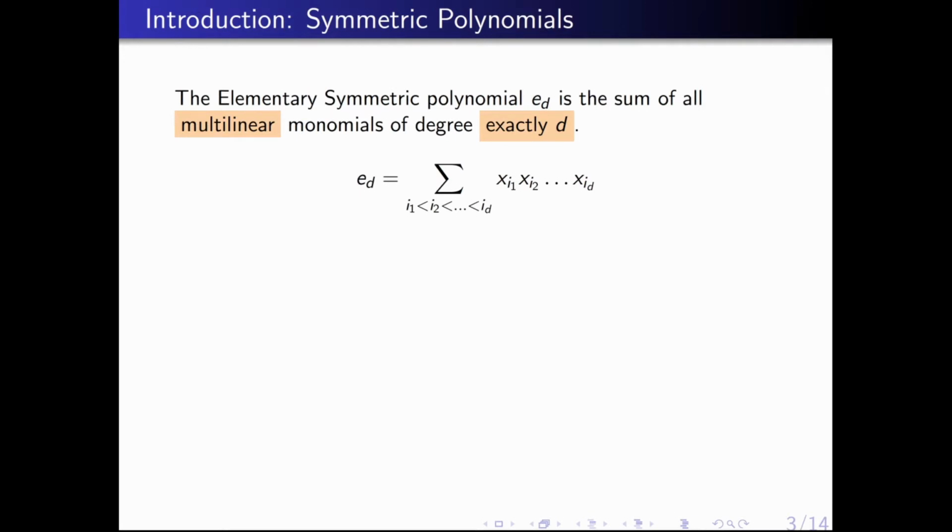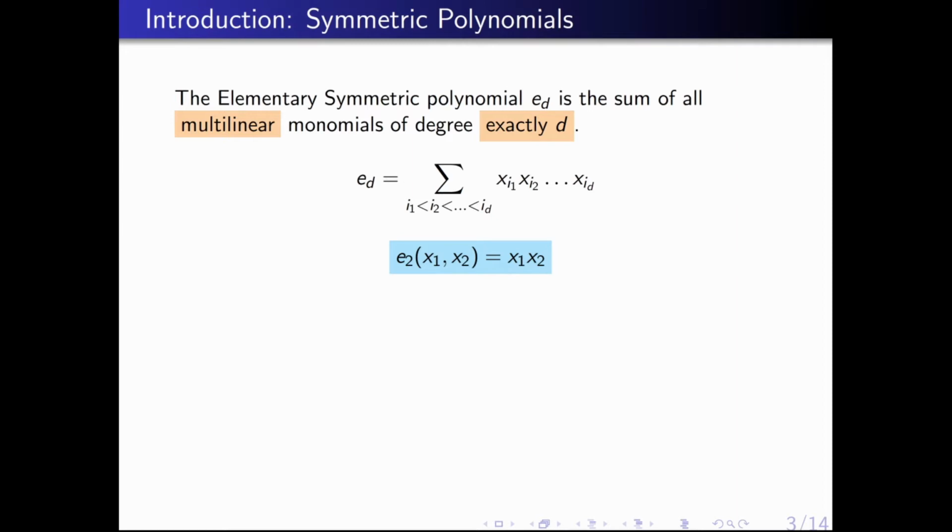Let's introduce them. The first one is the elementary symmetric polynomial. The degree d elementary symmetric polynomial, denoted by e_d, is the sum of all multilinear monomials of degree exactly d. The formal definition is as given below. The elementary symmetric polynomial of degree 2 with only two variables x1 and x2 is just x1x2.